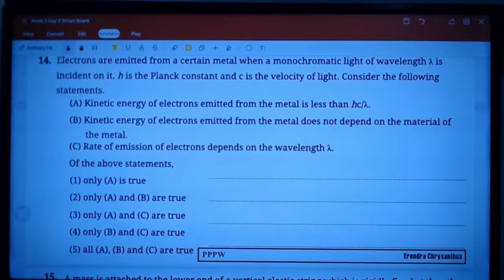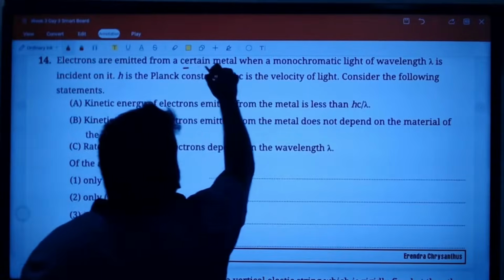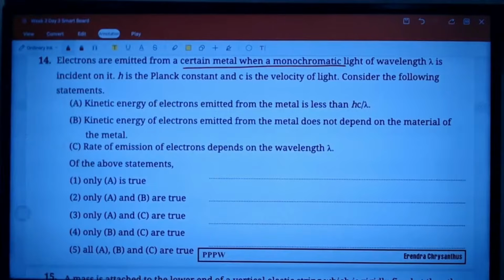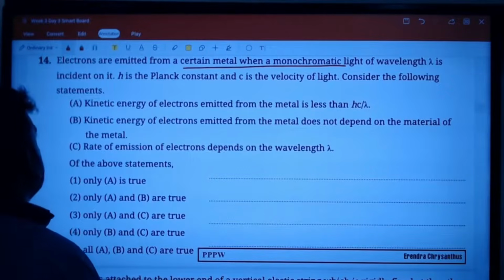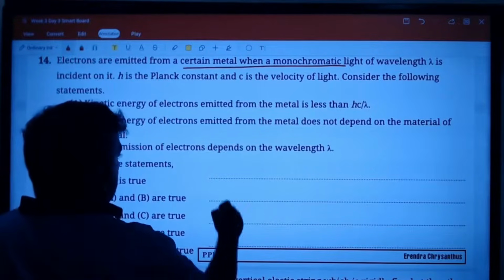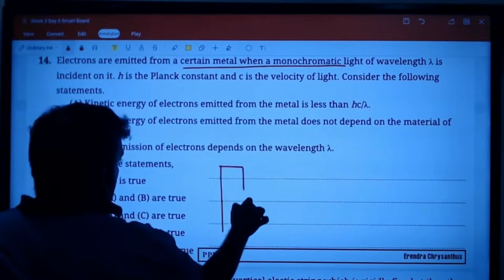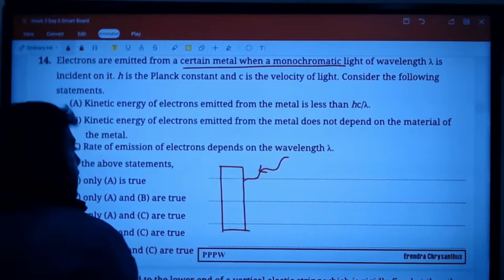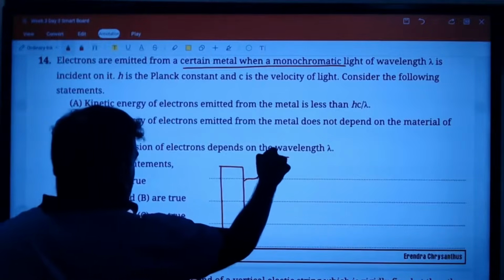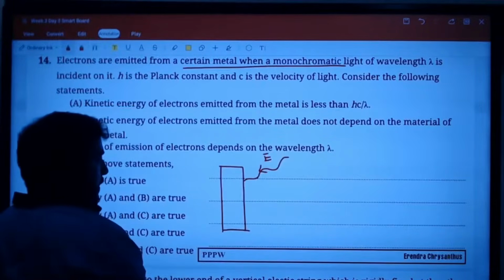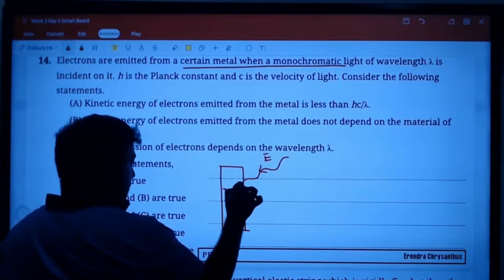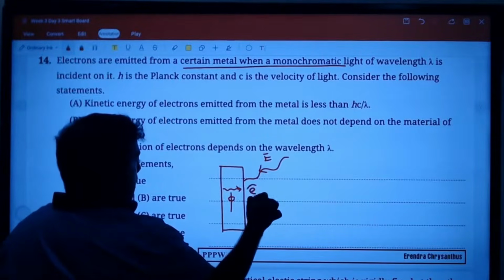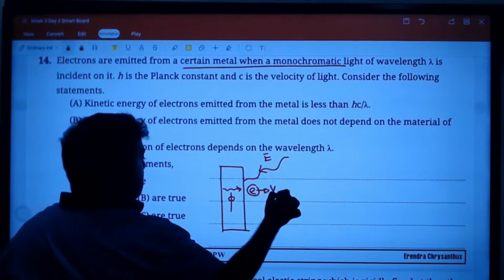Electrons are emitted from a certain metal. So, photoelectric effect. Consider the following statements. Now the metal is there. All of you should know the basic rule. Photon incident energy. The electron will do some work to come to the surface: the work function. The emitted electron will have a maximum kinetic energy.